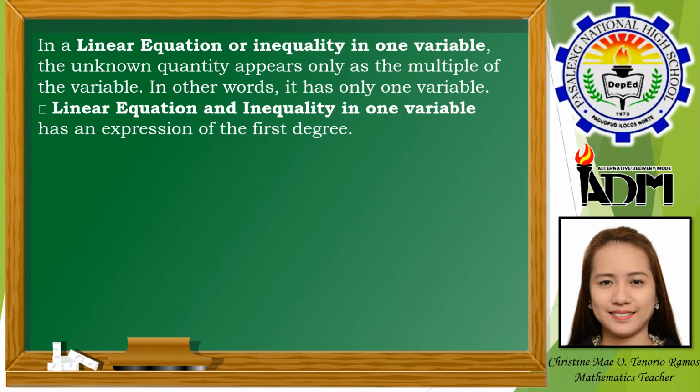So, in a linear inequality or equation in one variable, the unknown quantity appears only as the multiple of the variable. In other words, it has only one variable. So, hindi ka pwedeng gumamit ng dalawa, tatlo, or mas marami pang variable or letters or shapes. So, gumamit ka na ng X, hindi ka na gagamit ng Y. Kung gumamit ka na ng circle, so circle lahat ang gagamitin mo all throughout the equation.